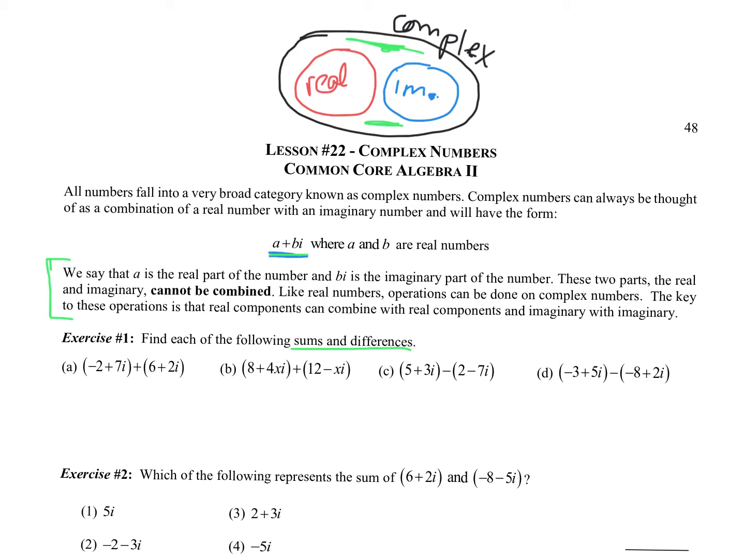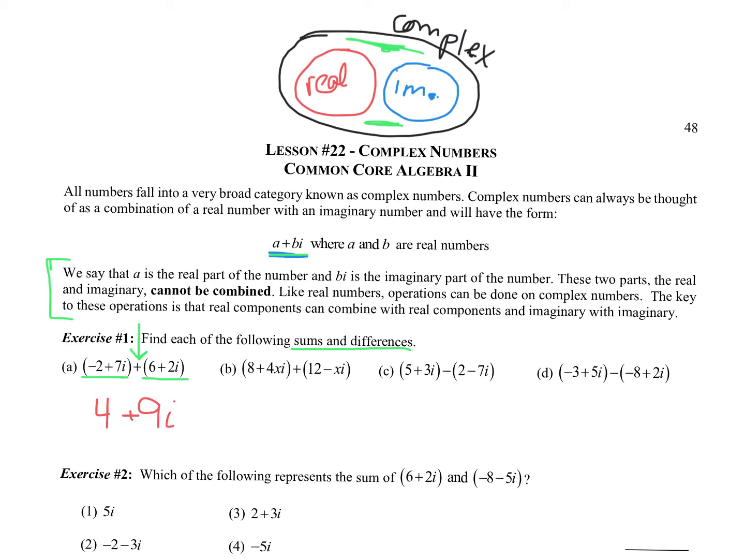It isn't really necessary to put these parentheses around these two because we're adding, we're not multiplying, but that's saying this one complex number, -2 plus 7i, is added to this other complex number, 6 plus 2i. When I add those together, I just combine my real parts. So I combine -2 and 6 and get 4, and I combine 7i and 2i, and I get 9i.